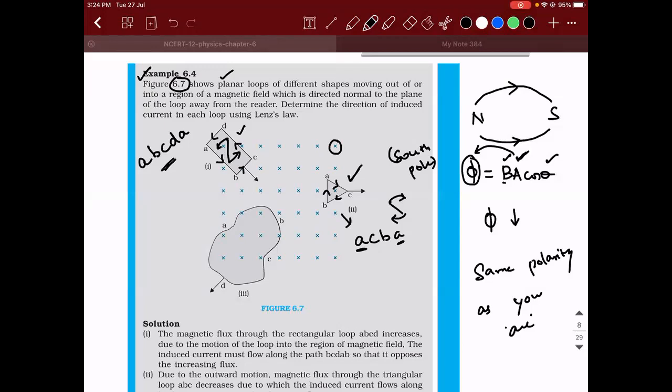What did I say? When it is moving out of the magnetic field, you check the direction. It is moving out of the magnetic field, right? When it is moving out of the magnetic field, there will be one instant like this. So what is happening to the flux? Decrease, sir. Decrease means what polarity should get generated? Opposite polarity of you.